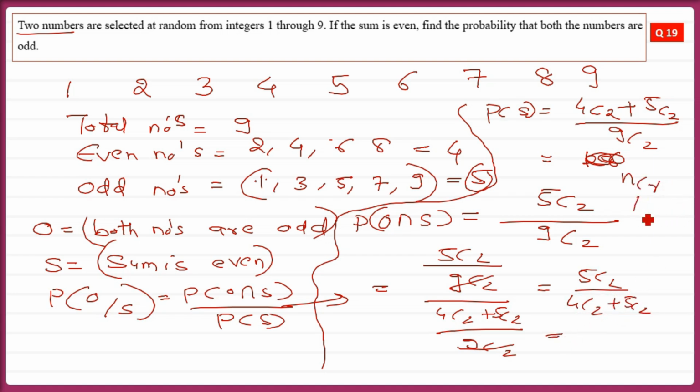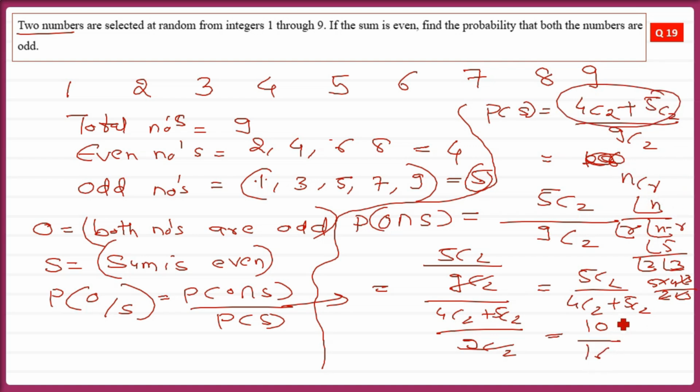See, NCR is what? NCR is factorial n divided by factorial r divided by factorial n minus r. So factorial 5 divided by factorial 2, factorial 5 minus 2 is 3. So this becomes 5 into 4 into factorial 3. Factorial 3 is already there, this gets cancelled. Factorial 2 is 2 only. So 5 4 is 20. 20 divided by 2 is 10. 10 will come in the numerator.